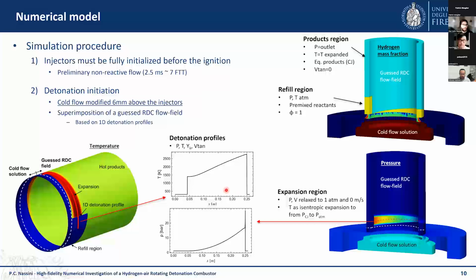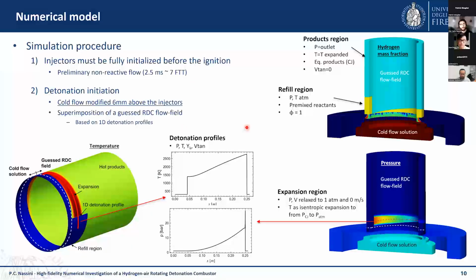The last key feature of the numerical model that we faced was the initiation of the detonation wave inside the combustor. This is very critical because, as soon as we ignite, so we initiate the detonation process, we need the injectors to be fully initialized, and so basically ready to inject fresh reactants inside the combustion chamber as soon as the detonation wave propagates during this really first revolution inside the combustion chamber.